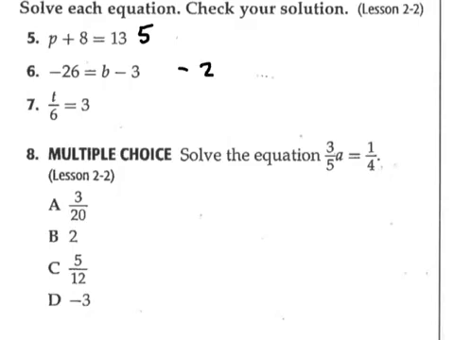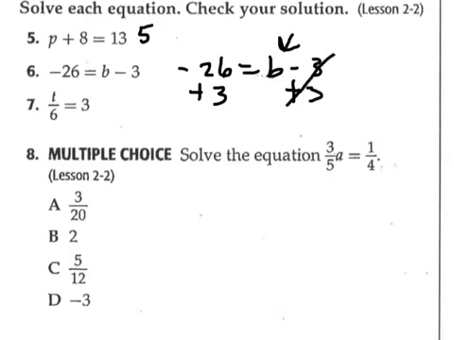On this problem, negative 26 is equal to b minus 3. We're going to add 3 to both sides because remember our goal is to isolate our variable, which is b. When I add the opposite or the additive inverse, they go away on this side. Let me put my line down here. And I've got b is equal to negative 26 plus 3 is going to give me a negative 23, and that's my answer.